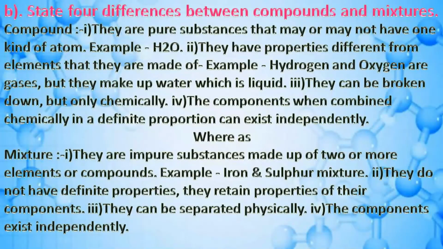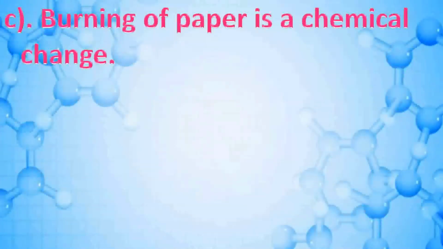Whereas mixtures are impure substances made up of two or more elements or compounds. Example, iron and sulphur mixture. They do not have definite properties. They retain properties of their components. They can be separated physically. The components exist independently. Next question.